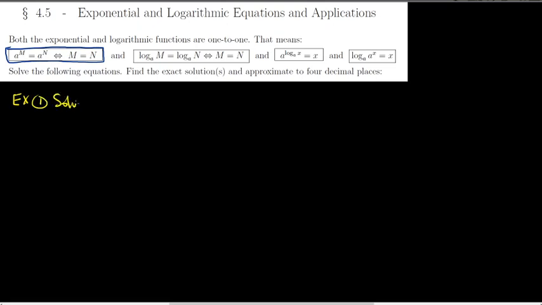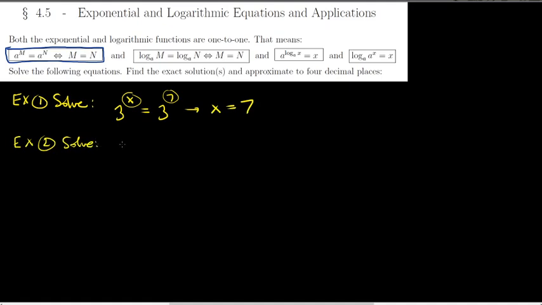Suppose we want to solve the equation, let's say, 3 to the x equals 3 to the 7. Well, the a is 3 here, the m is x, and the n is 7. So if the bases are the same, that just tells me that the exponents have to be the same. Now, maybe that was a little too easy, so maybe you can try this one.